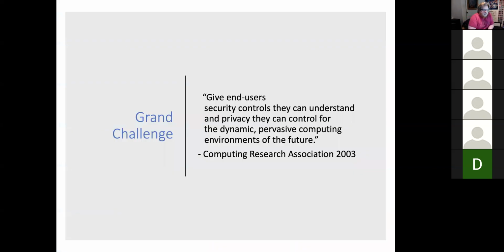Okay, so the grand challenge of security is: give end users security controls they can understand and privacy they can control for the dynamic, pervasive computing environments of the future. One of the reasons I don't have a Facebook account is they do the exact opposite of this. Whenever Facebook would change their policies, they always had somewhere in their EULA, their end user license agreement, which is legally binding, by the way, something that said, when you accept this, which you must accept to continue, your privacy settings are put back to what we want them to be, not where we legally require, not where you have chosen them to be based on our legal restrictions that we have to give you. And that's something that always bothered me.